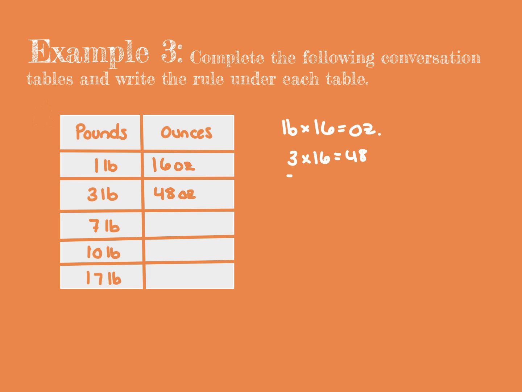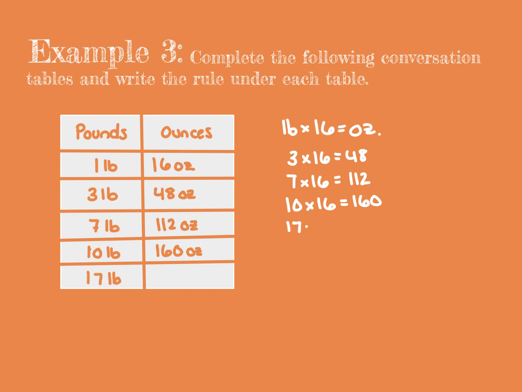7 times 16 is 112. Therefore, 7 pounds equals 112 ounces. 10 times 16 is 160. Therefore, 10 pounds equals 160 ounces.